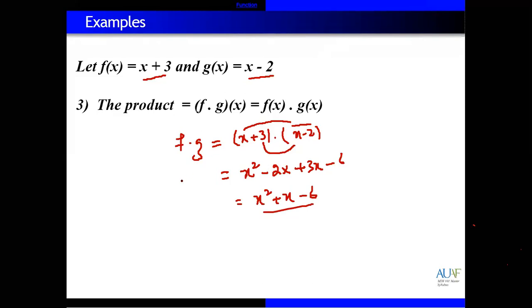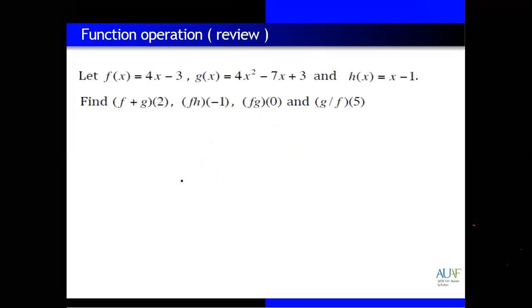Correct? You can see in this example f with g. This means multiply the two functions, and then replace x with 0. This is evaluation. For example, we have two functions. f of x is 4x minus 3, and g of x is equal to 4x square minus 7x plus 3. First you need to multiply f with g of x, then replace x with 0.